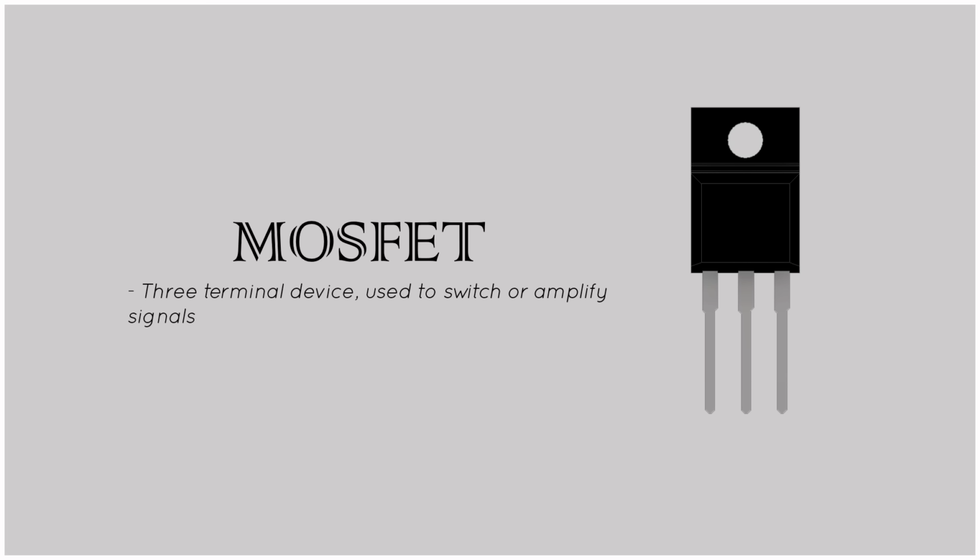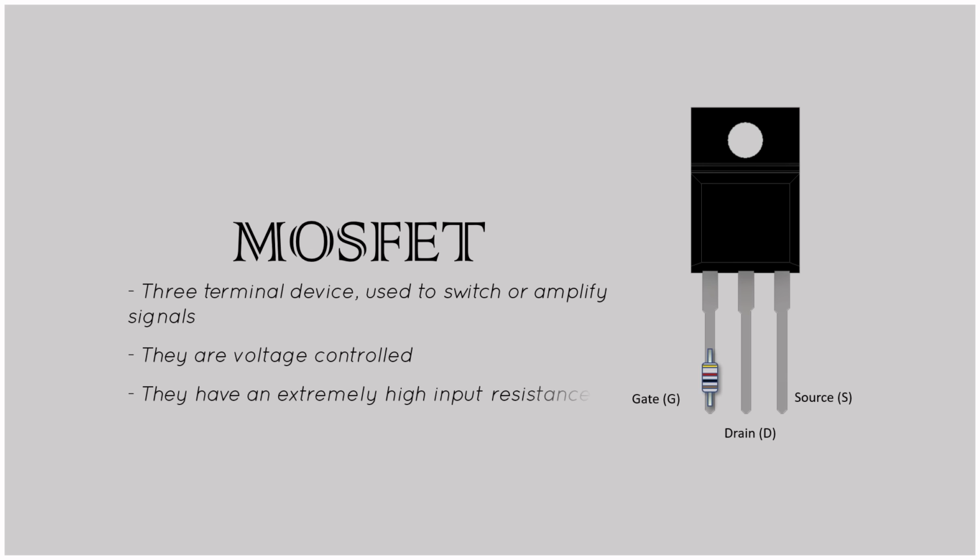The MOSFET is a three-terminal device used to switch or amplify signals, and it has pins as drain, source, and gate. MOSFETs, unlike the BJTs, are voltage controlled devices. They have an extremely high input resistance, so only a small amount of current can flow through the gate.